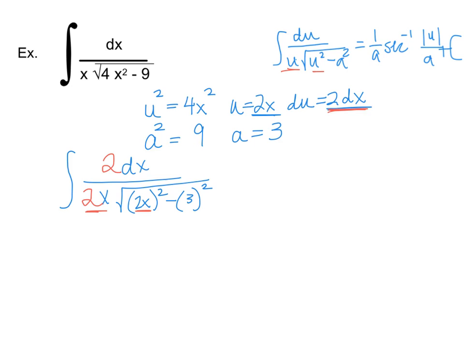And so I've noticed that since I've added a 2 over 2, do I need to put a 1/2 out here? No, because I've already put the 1/2 by making this a 2 down here. 2 over 2 is 1. I have changed its form, but not its value, and so I don't add anymore. So the du is satisfied. Now I have the u, everything is set up properly, and so I can just write, it's going to be 1 over a, so 1 over 3, arcsecant of the absolute value of u, which is 2x, over a, which is 3, and then plus c. And that's my answer.